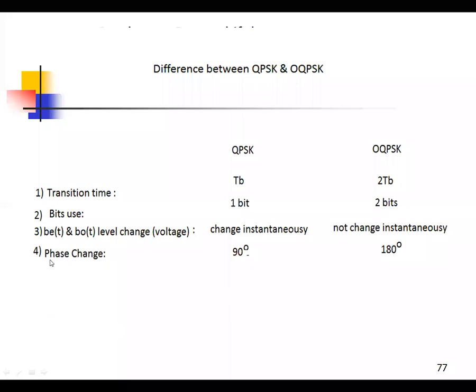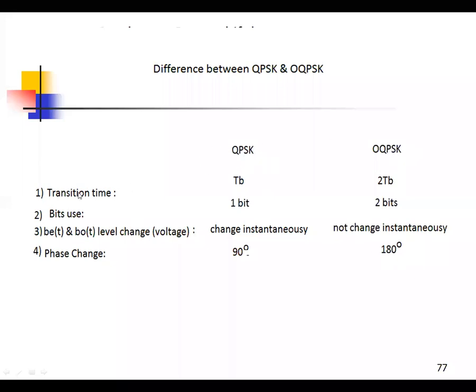The phase change, the fourth one. Phase change is 90 degrees in non-offset QPSK. Offset QPSK phase change is 180 degrees. Please, students, here non-offset QPSK is the first one, offset QPSK is the second one.